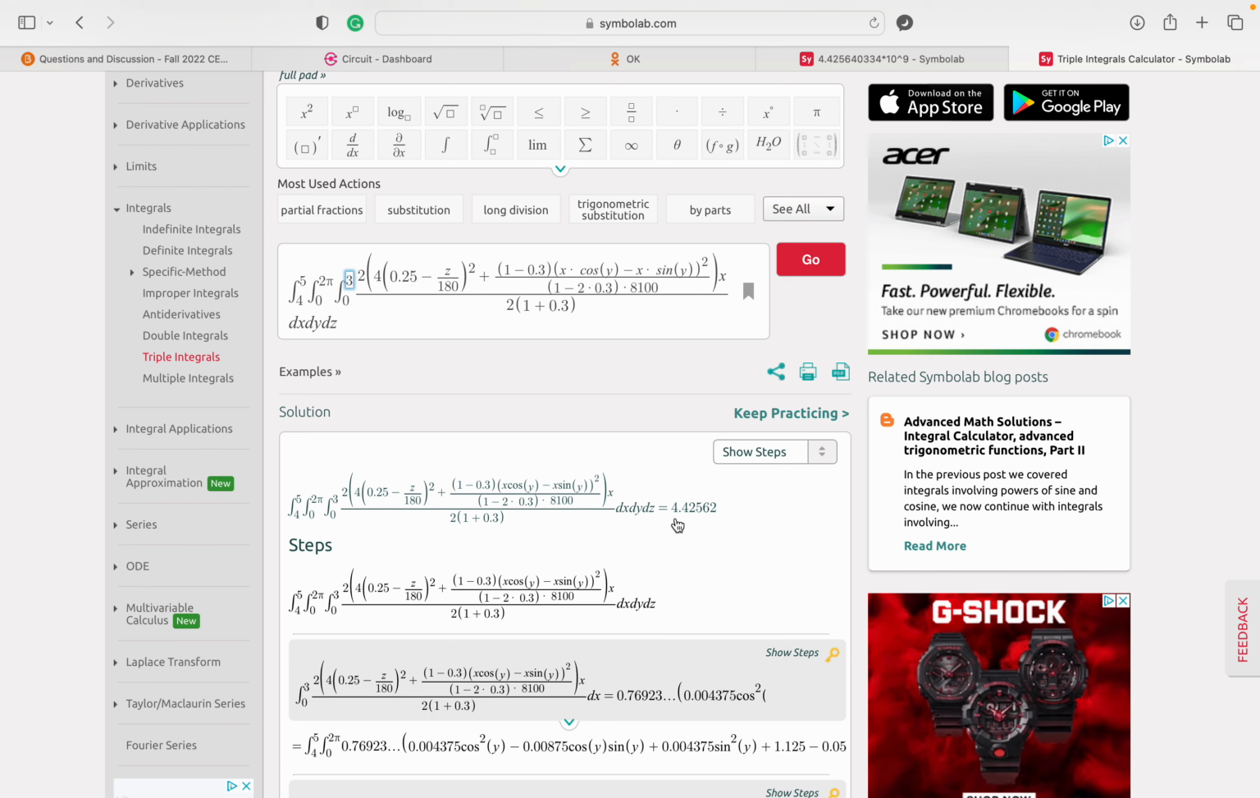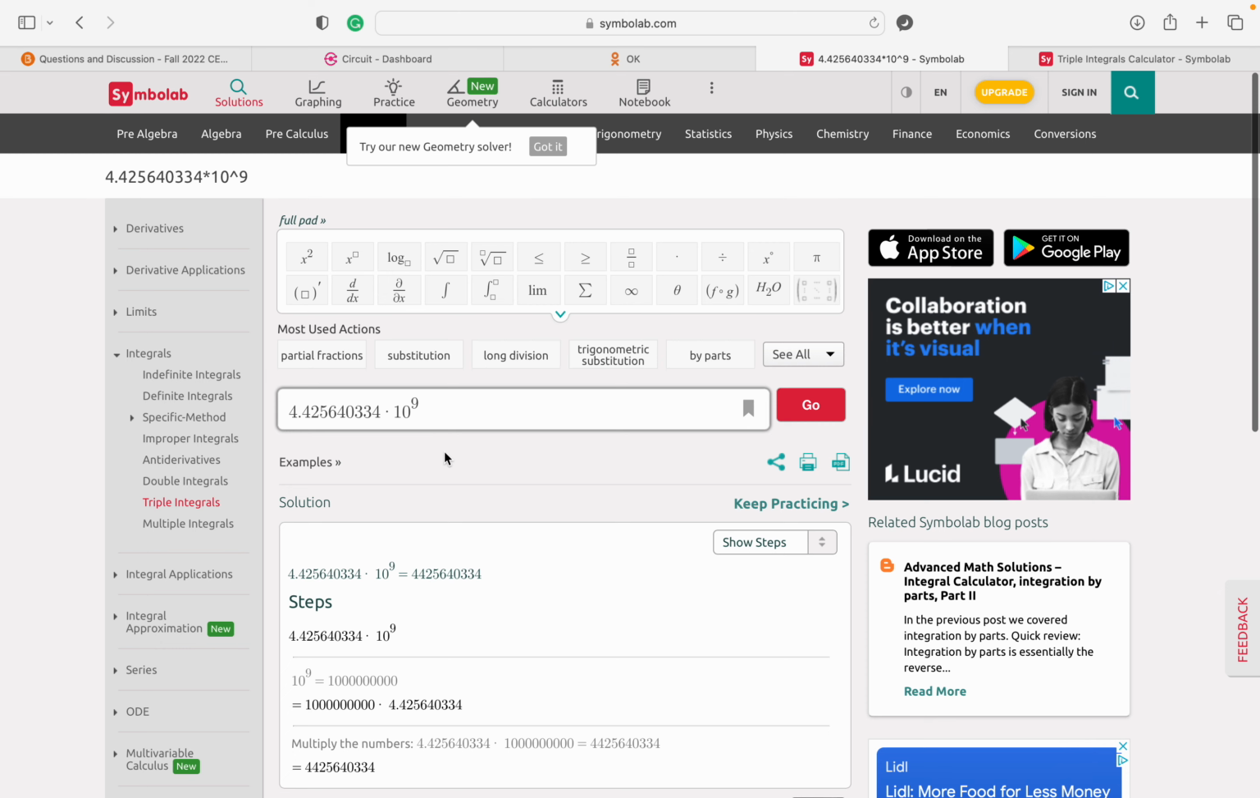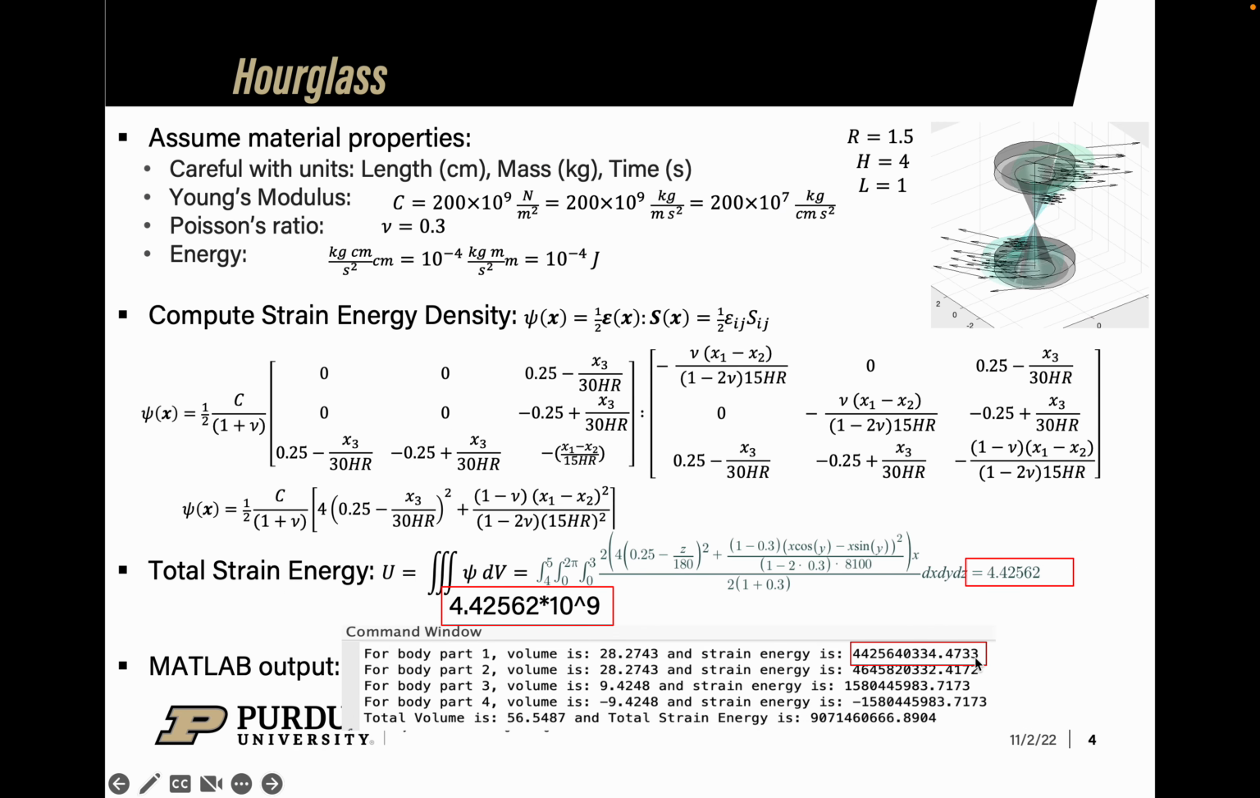Once I plug everything into my equation, I'm going to get 4.42562. The reason it is not as big is because I couldn't plug in 2 times 10 to the 9th because it wouldn't work. So once I got this value, I just multiplied by 10 to the 9th, and I got the same value as my lab said. I also want to say that 10 to the 9th is this over here, the Young's modulus. I only put 2 in the equation, and then I multiplied the final answer, and I got the same value.